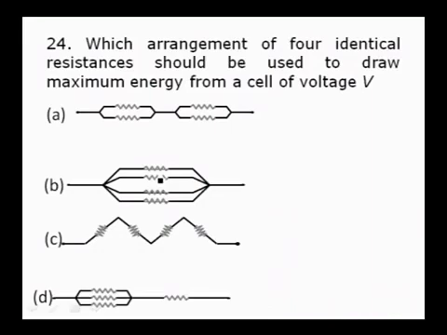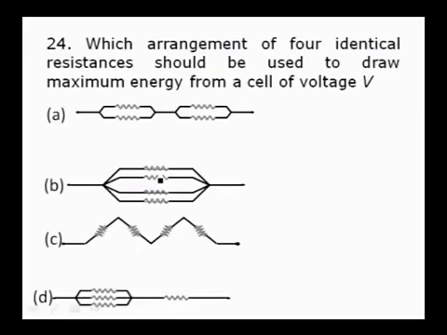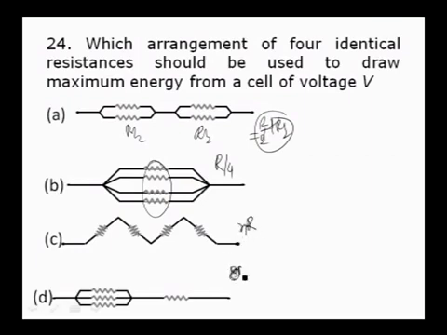The maximum energy from a cell of voltage V. Maximum energy means there is a condition. For maximum energy, the equivalent resistance of the combination should be the minimum. See, among the 4 combinations, in which combination are we getting the effective resistance minimum? Here we are getting R by 2, okay, this equivalent is equal to R by 2 plus R by 2, we are getting this amount. This is equal to R by 4, this is equal to 4R, this is equal to R by 3 plus R.